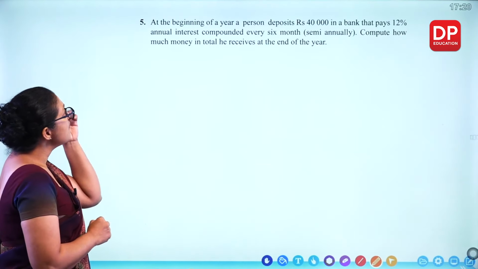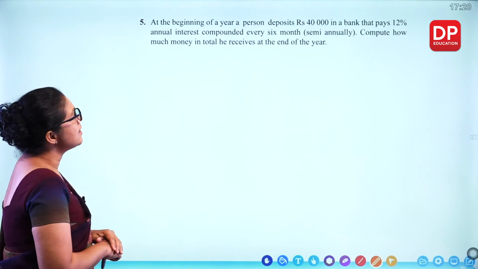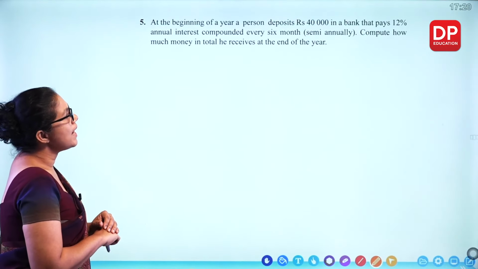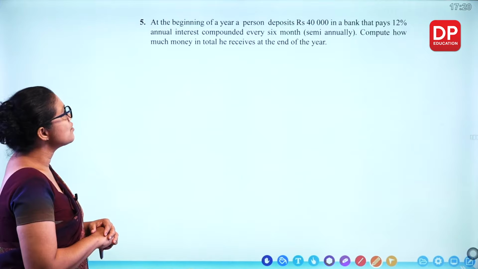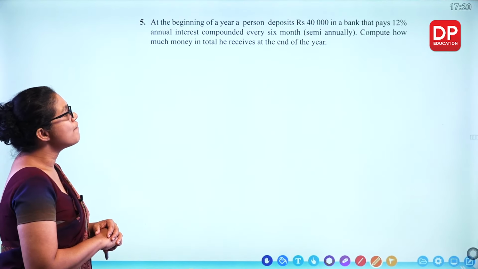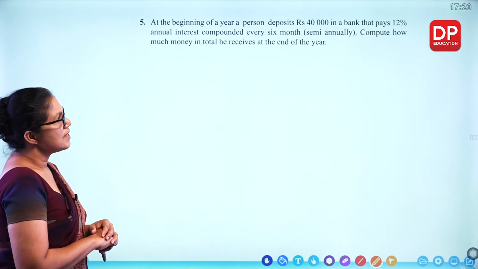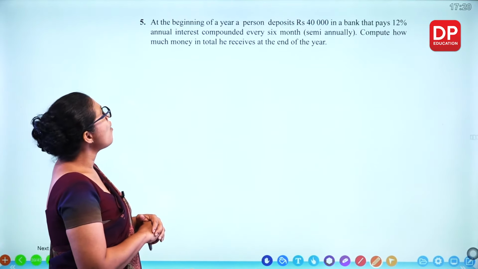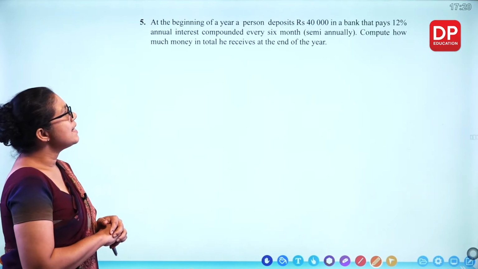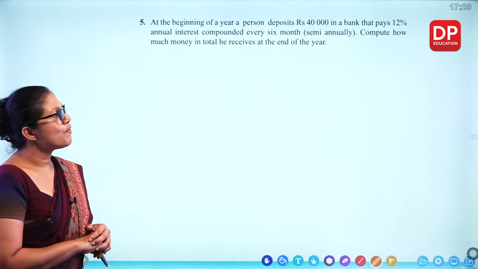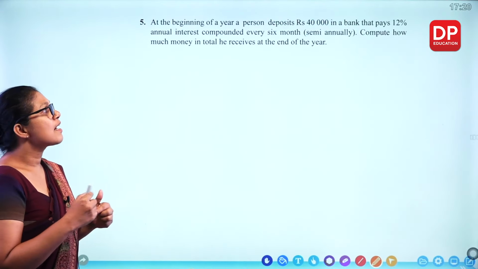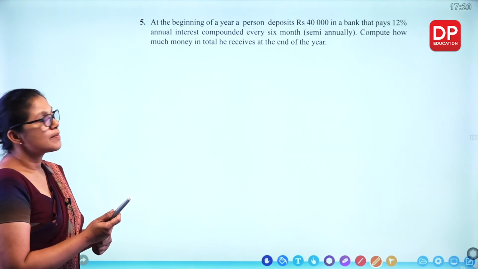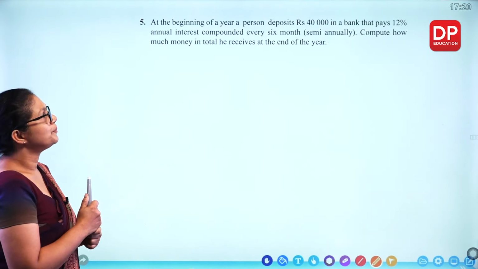Question number 5. At the beginning of a year, a person deposits 40,000 in a bank that pays 12% annual interest compounded every 6 months, semi-annually. Now this is different. Compute how much money in total he receives at the end of the year. So this is compounded twice because 6 months you get one full year.